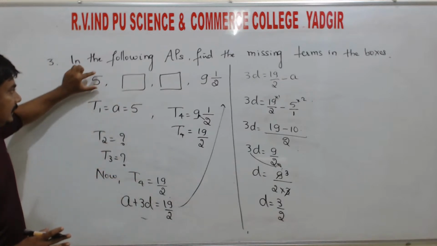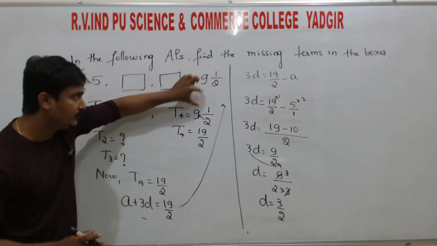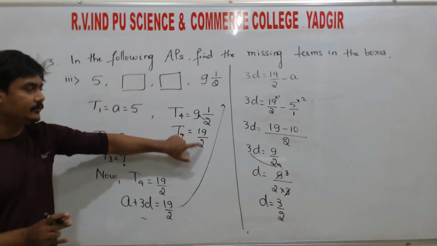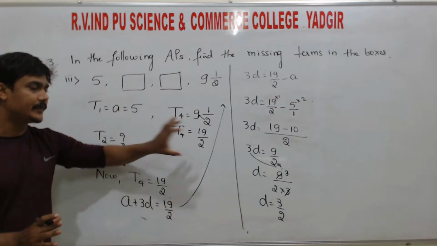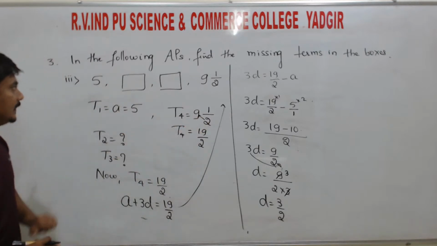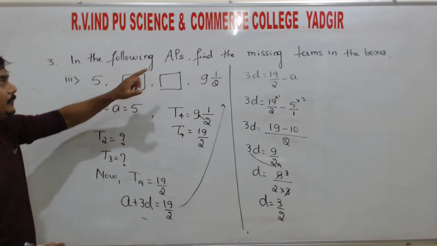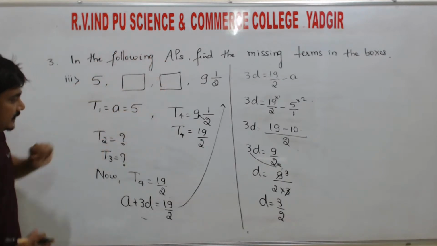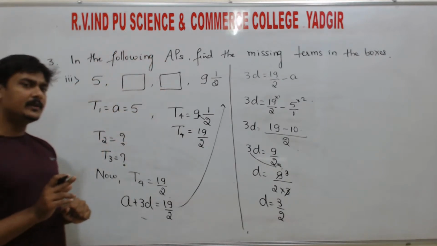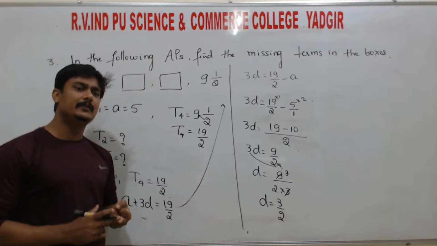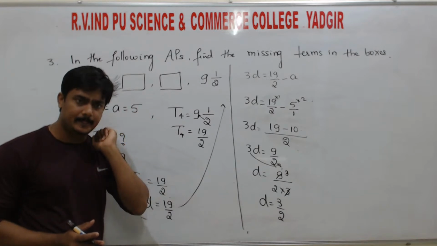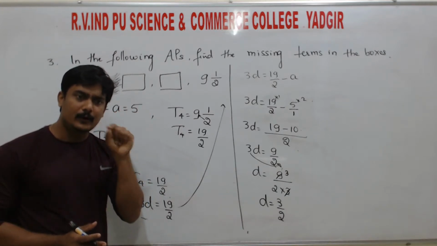Is it right? We are given the first term, we are given the fourth term. The fourth term is given as a mixed fraction. We have expressed it as a normal fraction. Okay, agreed. Then, which terms do we want? We are asked to find the missing terms. So the missing terms are the second term and the third term. To find any term of the arithmetic progression, we know that we need to know the A value and the D value.